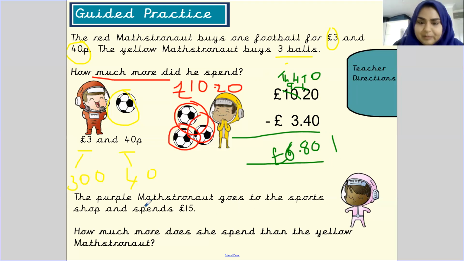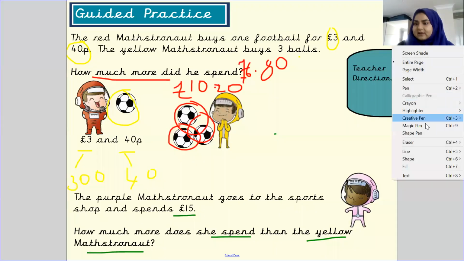Now it says here, the purple astronaut goes to the sports shop and spends £15. How much more does she spend than the yellow astronaut? Okay, so now what I'm going to do is I am going to use £15 and I am going to take away the yellow astronaut's money from the purple, because now we want to know how much more did she spend than the yellow astronaut. Okay, so if you just bear with me a second, can you work that out for me? Yeah, then I'll show you.